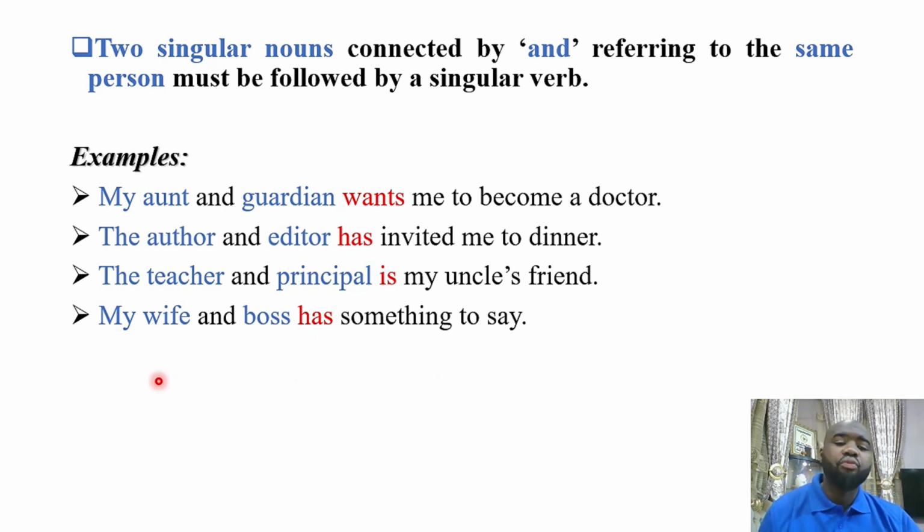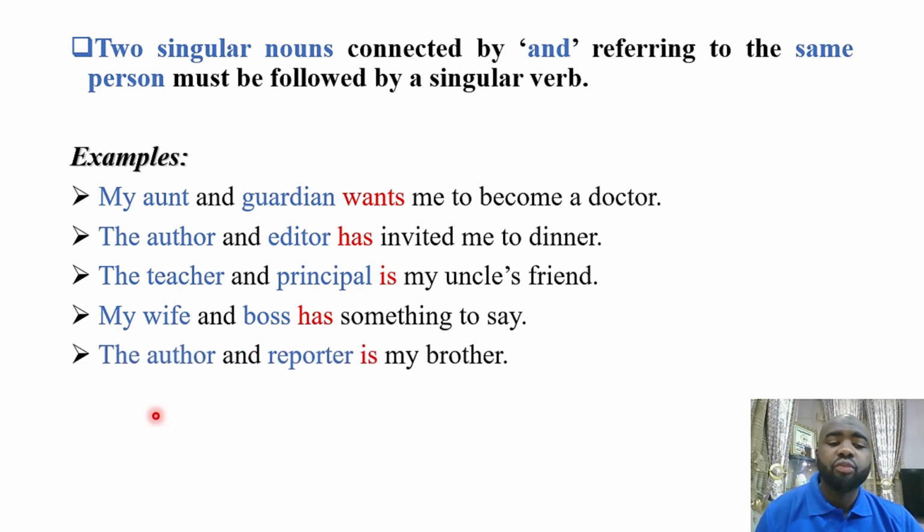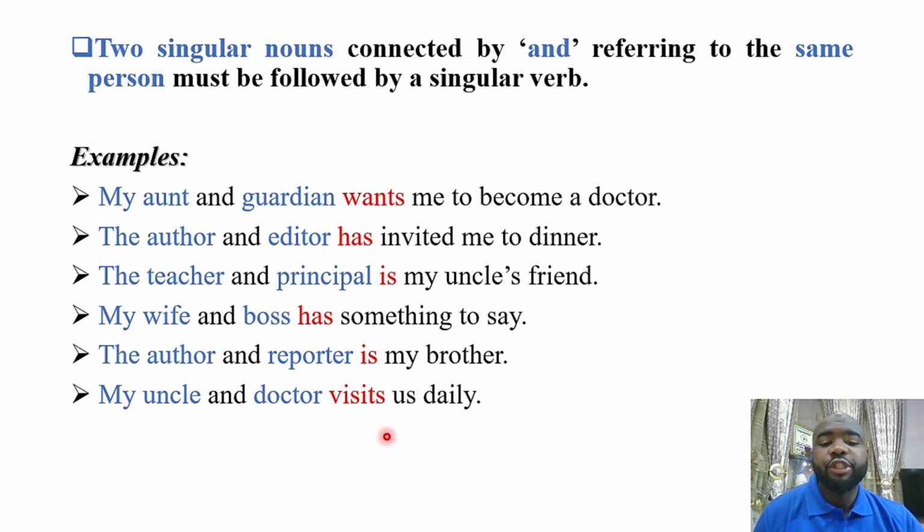Now, these examples, for instance, if you want them to have a plural verb, you can say my aunt and my guardian want me to become a doctor. But I believe we will have such kind of examples in the future, so let's move on. The author and reporter is my brother. My uncle and doctor visits us daily.